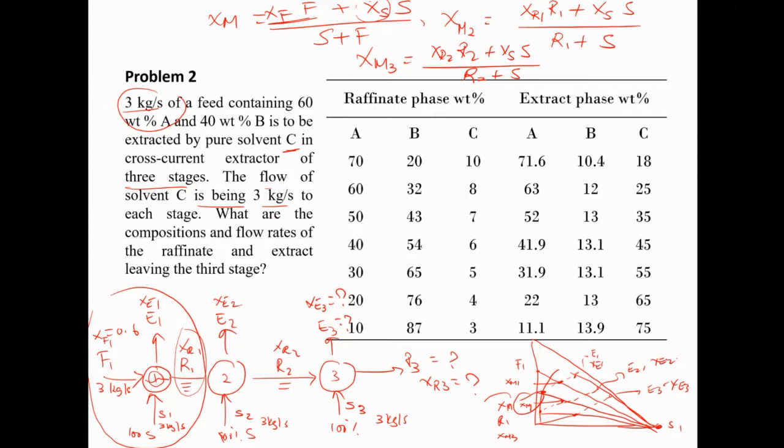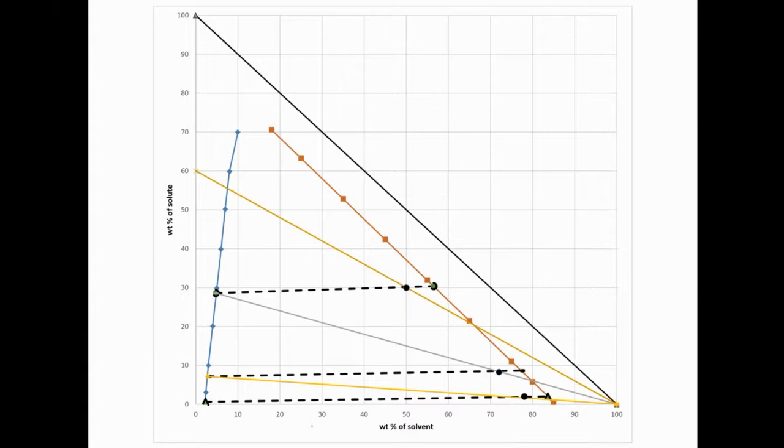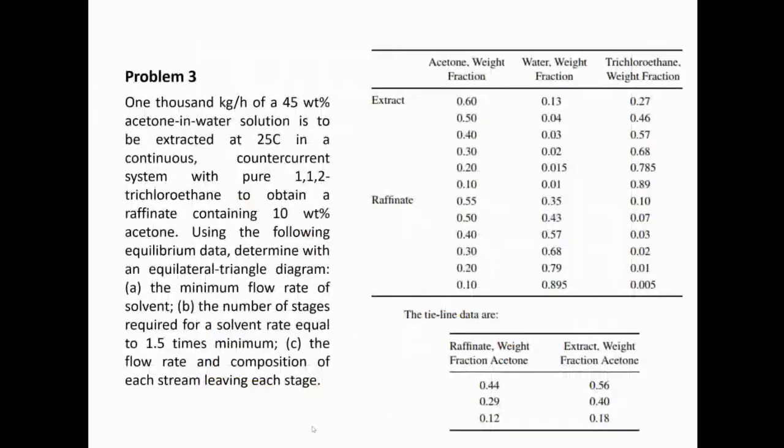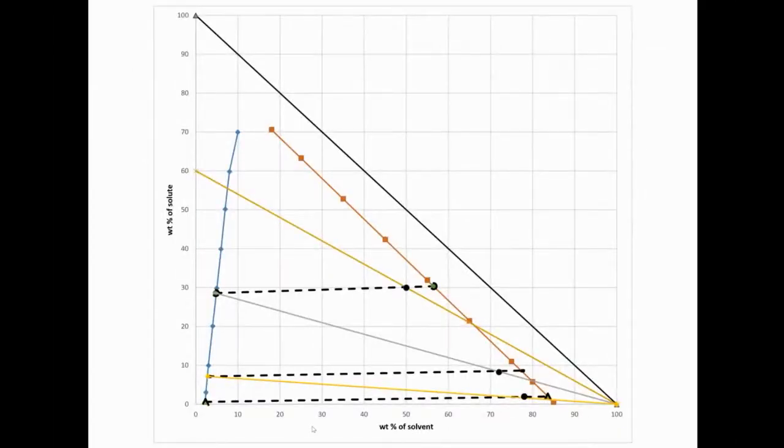Okay, guys, we'll move on and just show the solution. So it's basically, as I said here, based on the flow rate of this one, which is 0.6 here, this is your feed one, and it will be mixed with the solvent here.